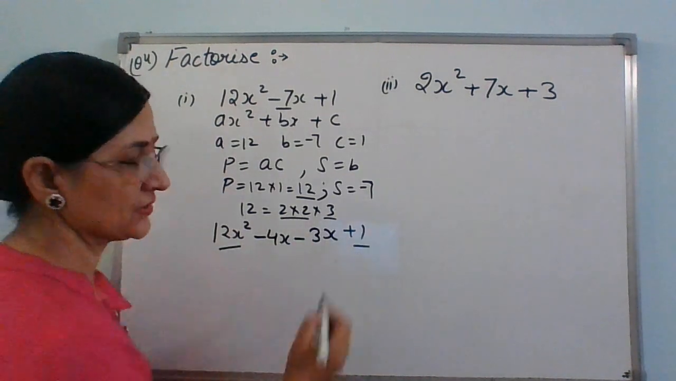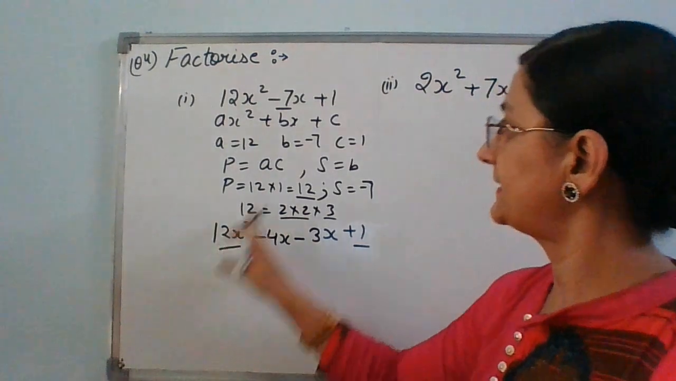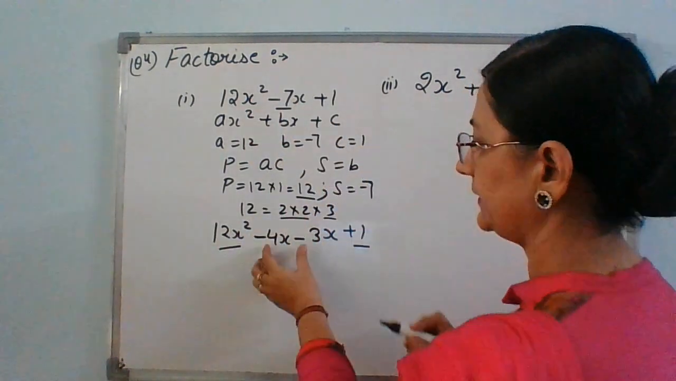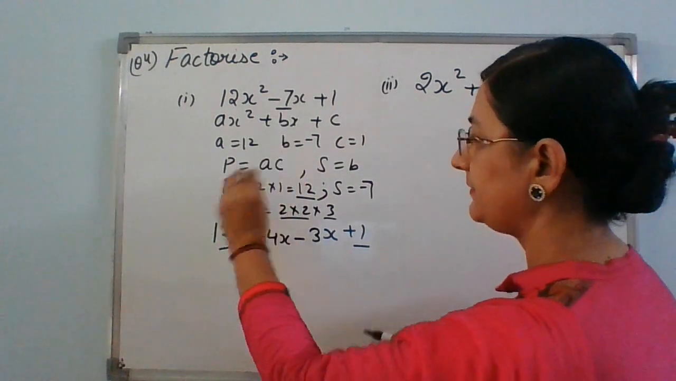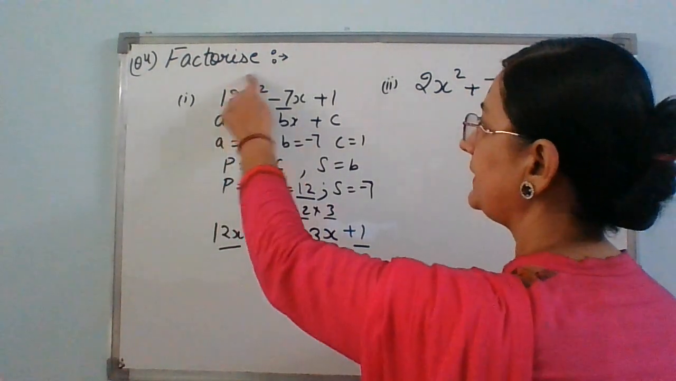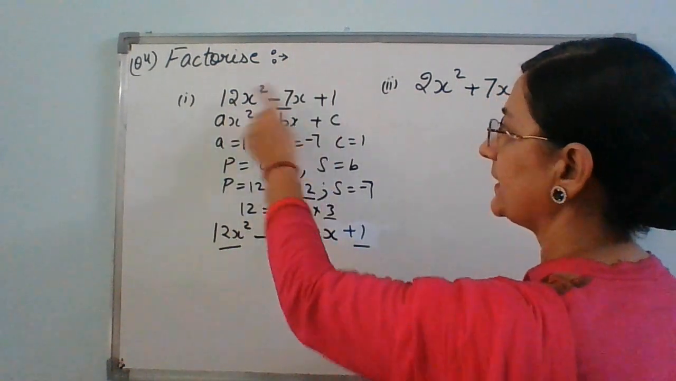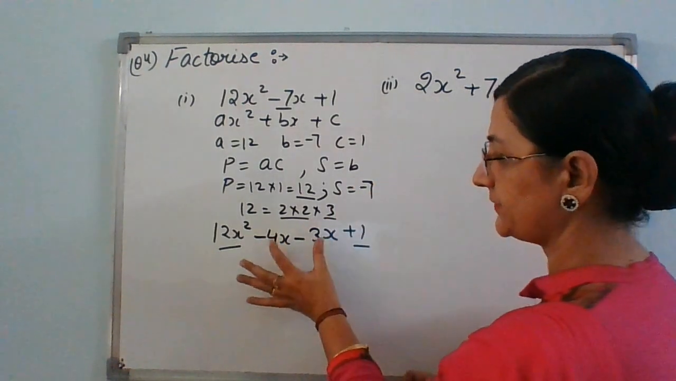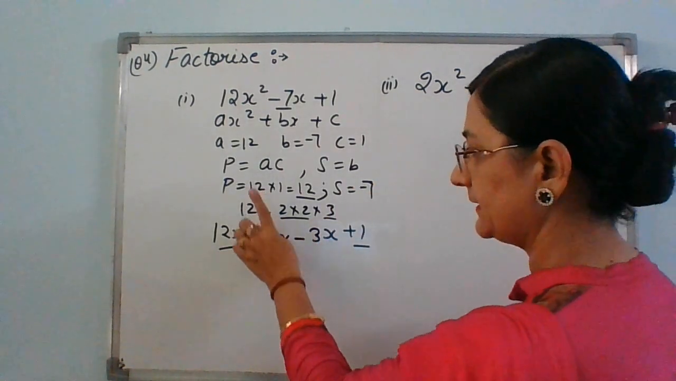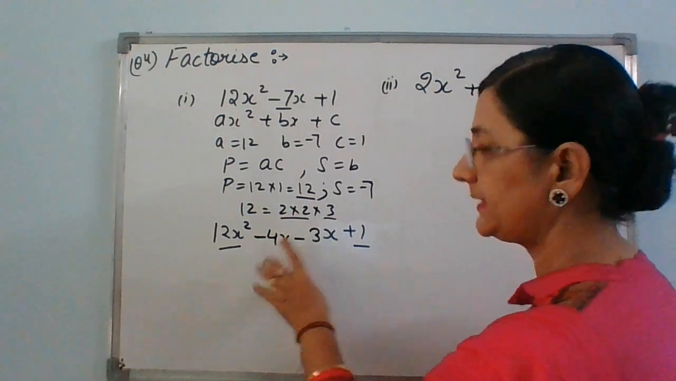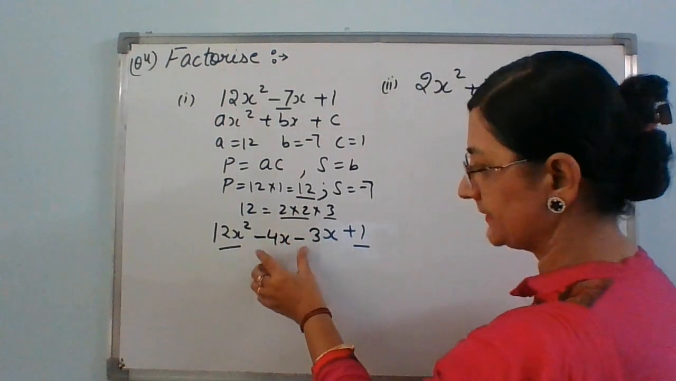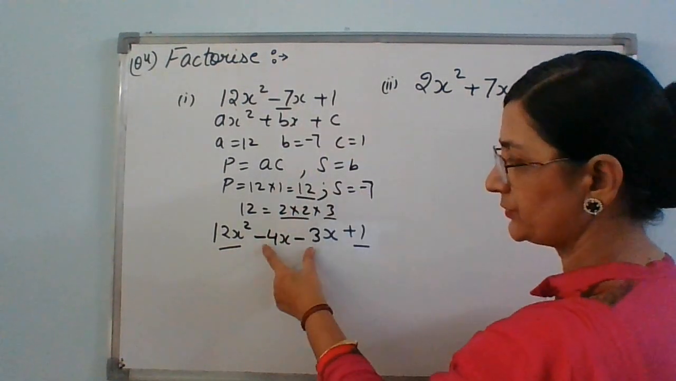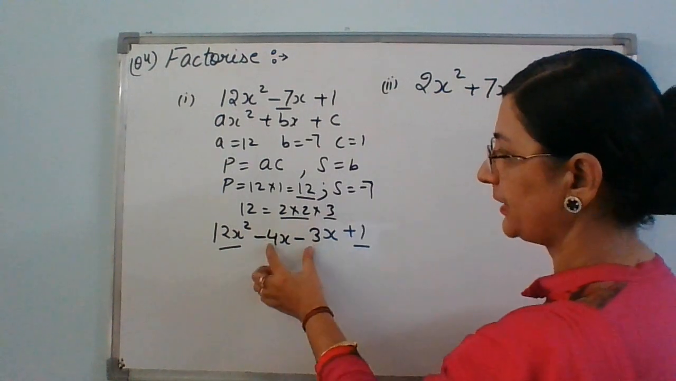I have not changed the first and the last term. First remains same, last remains same. Splitting is done of the middle term. This is split into 2. How is splitting done? We have to check the product. Product is a into c. This is a and this is c, 12 ones are 12. And sum is this. When we multiply these factors which we have taken here, the product should be 12. So multiplying minus 4 into minus 3, that is 12. And when we add them, we should get minus 7 because here the sum is minus 7. So the sum is coming minus 4, minus 3, that is minus 7, and the product is coming 12.